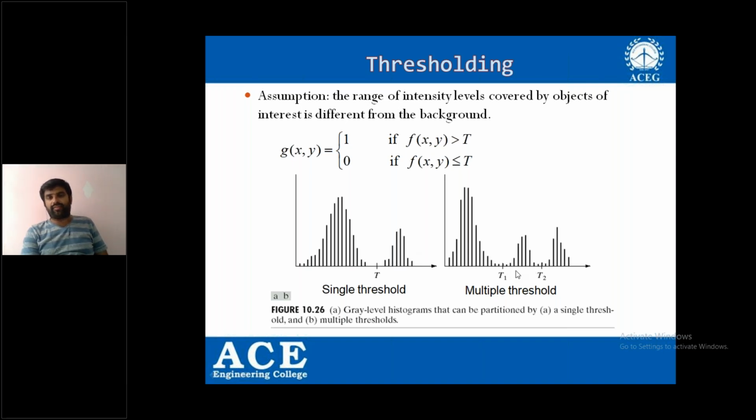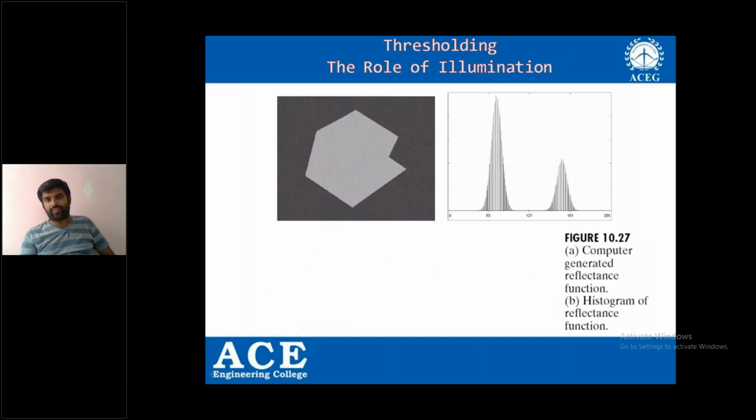Even I can use multiple thresholds, based on the application. We can use multiple thresholds also, right?